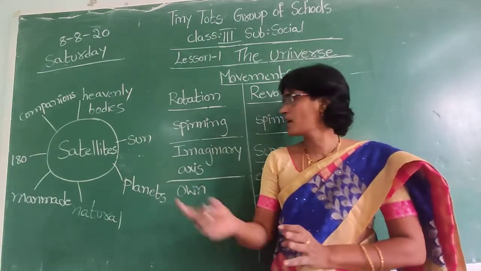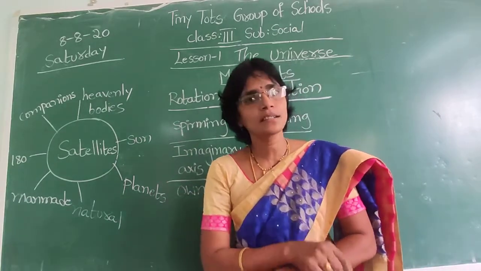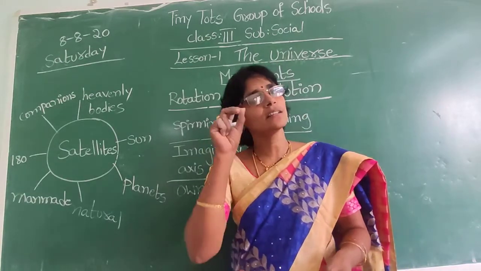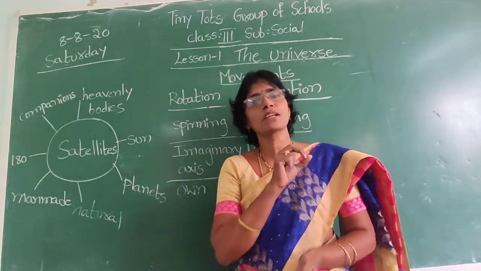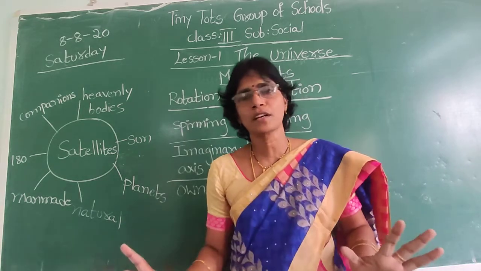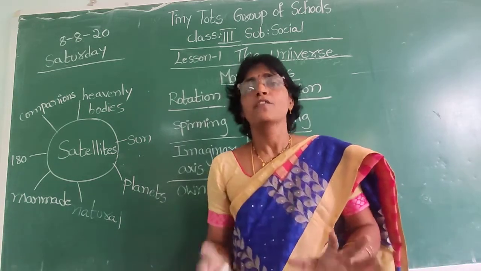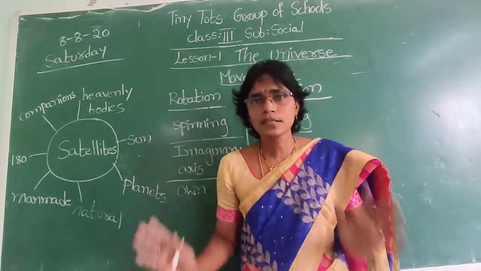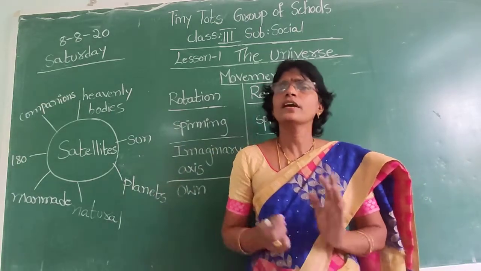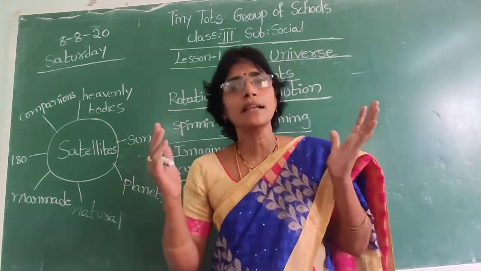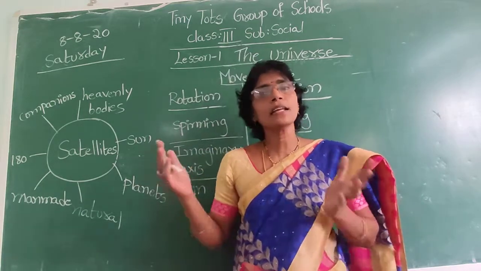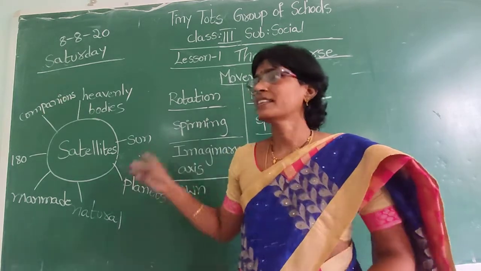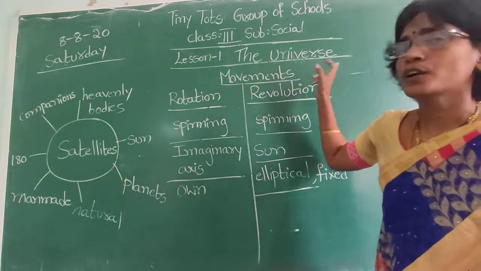Where is the life in all those planets? On the Earth only. Human beings are living on the Earth only. In any other planet, human beings are not living. There is no life at all. Where can we see all these planets and the sun? In the solar system. Where is the solar system? In the Milky Way. Where is the Milky Way? The Milky Way is in a galaxy. Okay. So this is about the universe.